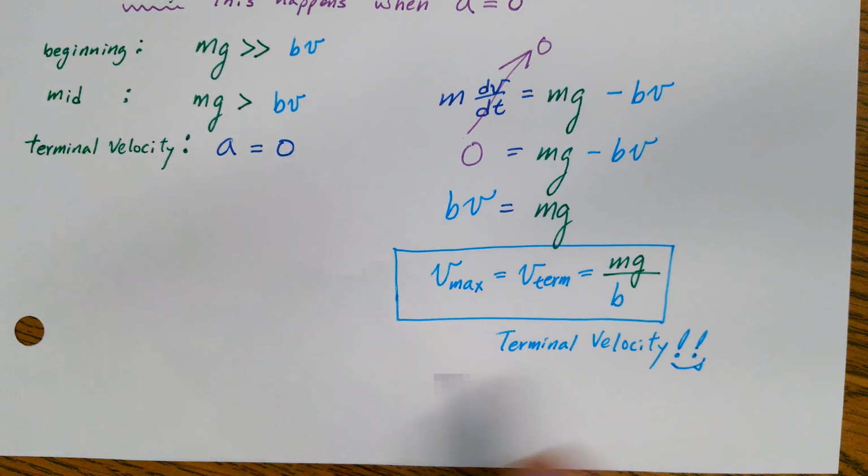That's when the terminal velocity happens, when mg over b happens. All right.